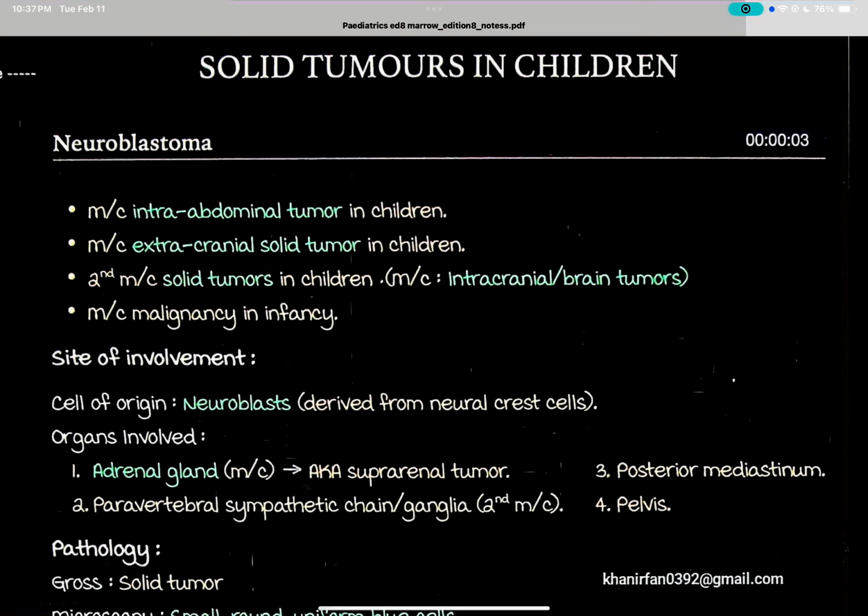Site of involvement: the cell of origin is the neuroblast cell, which is derived from neural crest cells. The most common organ involved is the adrenal gland, also known as a suprarenal tumor. Second is the paravertebral sympathetic chain or ganglia. Third is the posterior mediastinum, and fourth is the pelvis.